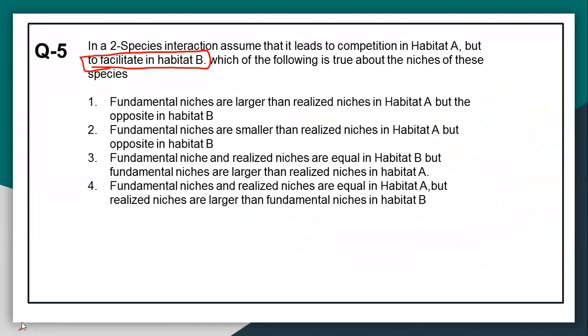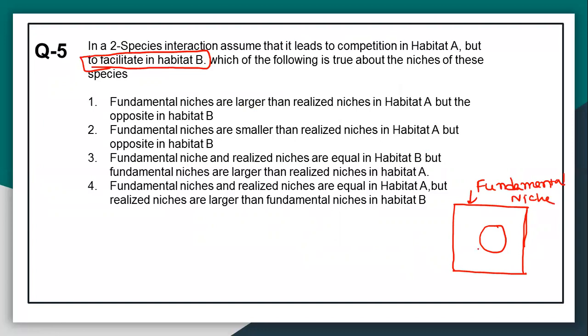So the question says: in a species interaction, assume that it leads to competition in habitat A but is to facilitate in habitat B. Which of the following is true about the niche of this species? Generally we know that the fundamental niche is larger than the realized niche.